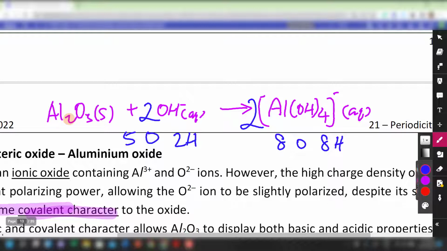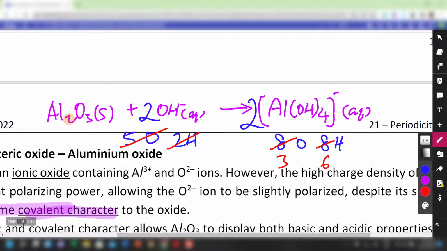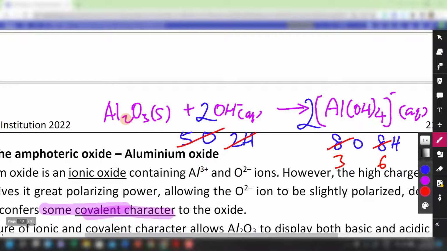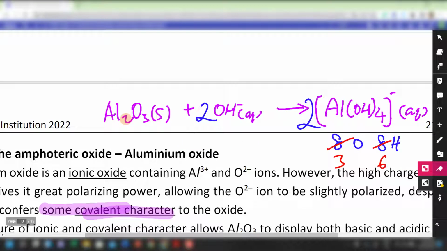If you do a quick cancellation, 5 oxygen I cancel. Over here I'll be left with 3 oxygen, and then 2 H's I cancel, I'll be left with 6 H. So for the final balanced equation, I'm going to just balance with H2O on the right hand side. Oh, sorry, my apologies. What am I talking about? The H2O should be written on the left hand side, because I'm lacking H2O on the left. So I'm going to erase this. I'm going to write plus 3 H2O liquid on the left hand side.